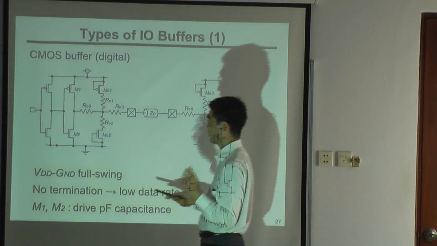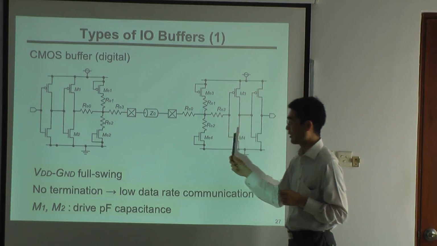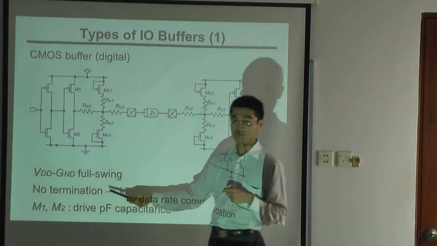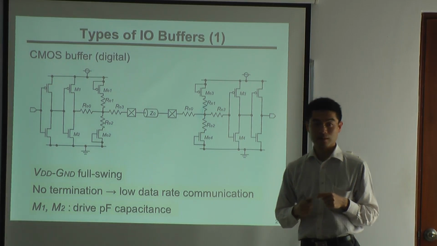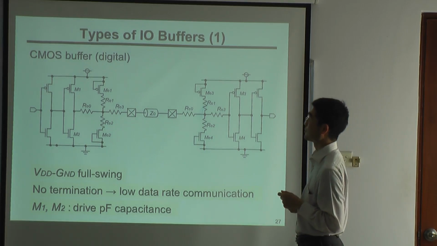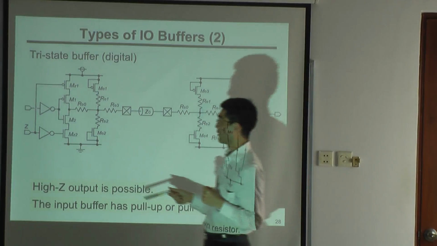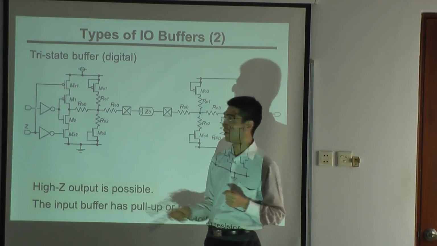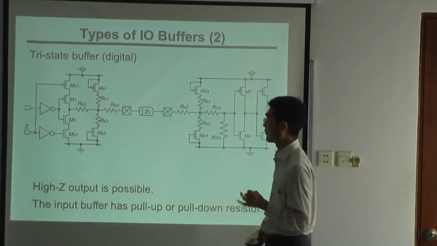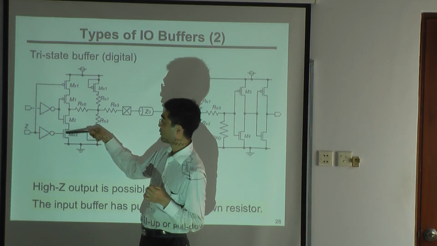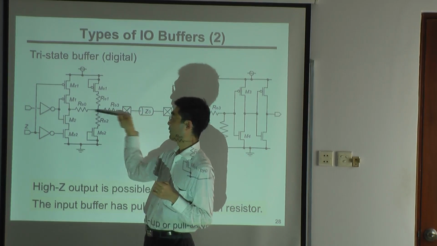But anyway, this is inverters and inverters. And in this case, as you can see, we have no termination. So with no termination, we can use this only for low speed data. And the other one is tri-state buffers. Tri-state means the output is high or low or high Z. So that means when both of these transistors are off, it is high impedance seen from the output point.